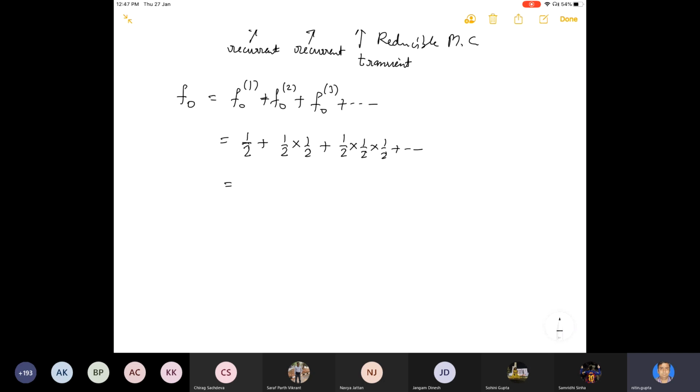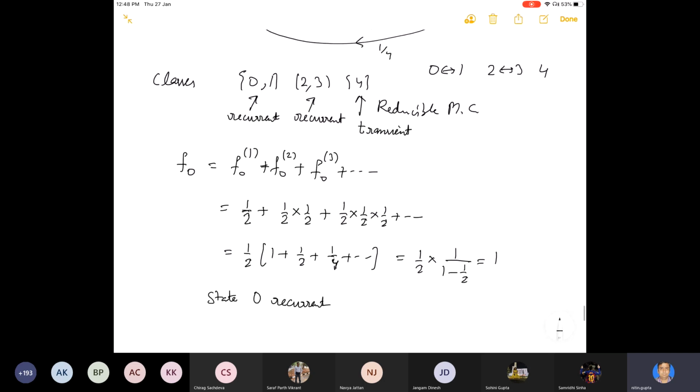Okay, so therefore this is half plus 1 by 4 plus 1 by 8 plus so on. So therefore this is half into 1 divided by 1 minus half, that is 1. So that is basically f_0 is 1. So therefore by definition, if f_0 is 1, 0 is basically recurrent. State 0 is a recurrent state. Similarly, state 1 will be recurrent.